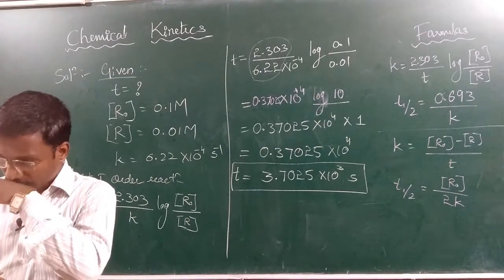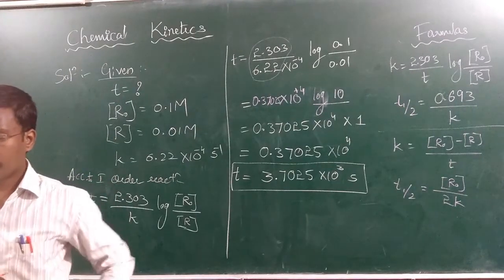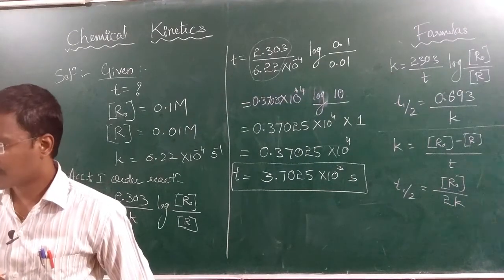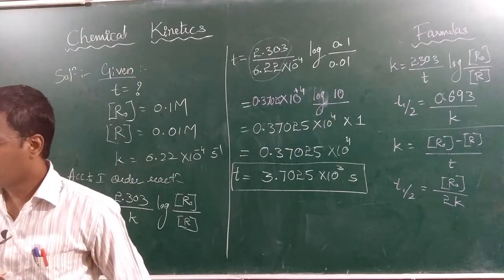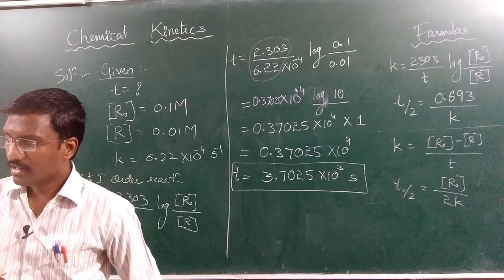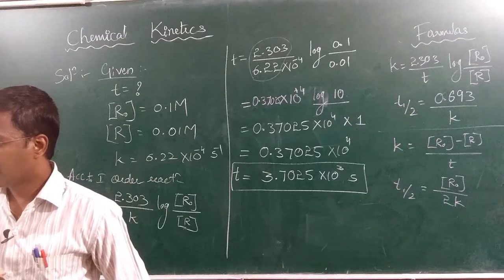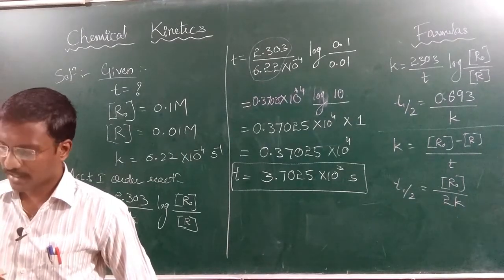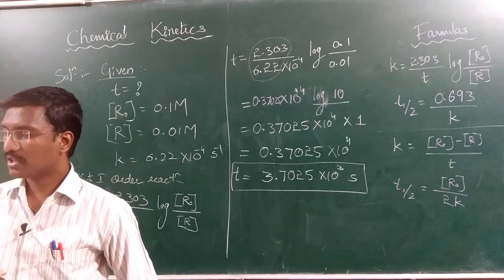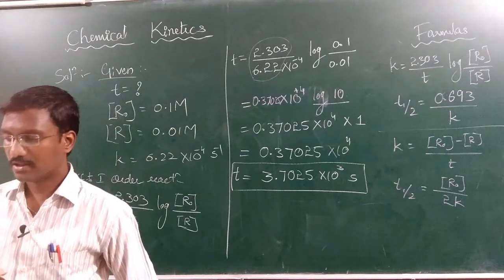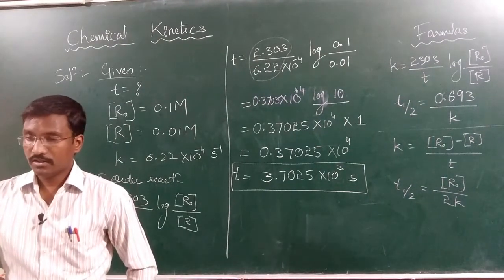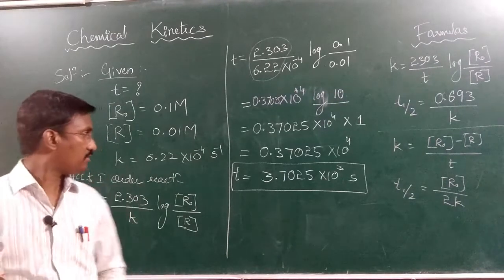So coming to the third one, the third problem: the reaction is first order with rate constant of 2.90 into 10 raised to minus 4 per second at a given set of conditions. Find the concentration of SO2Cl2 at 865 seconds when the initial concentration of reactant is 0.0225 molar. So here they have given some data.